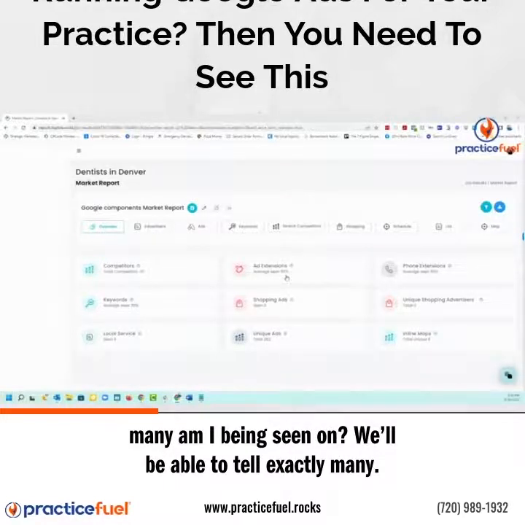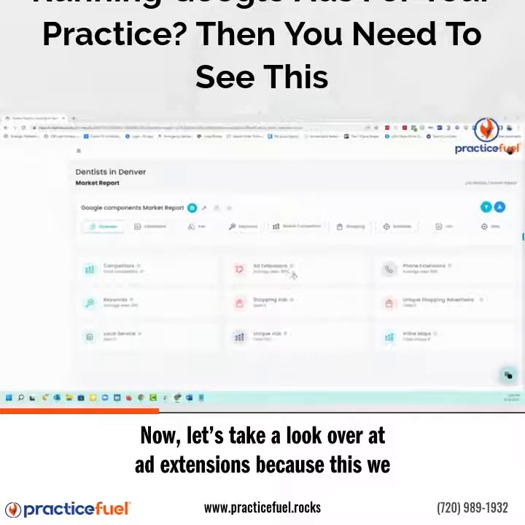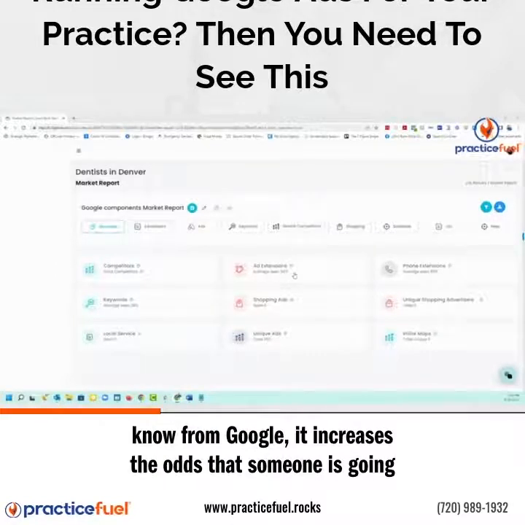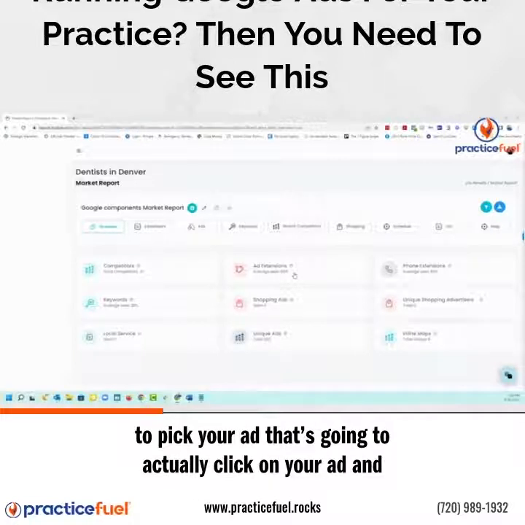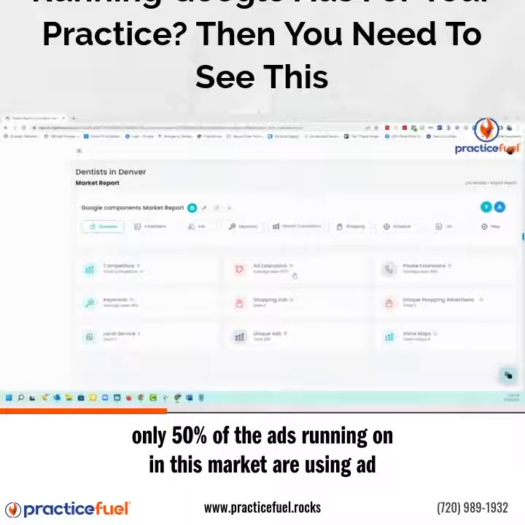Now let's take a look over at ad extensions, because we know from Google that it increases the odds that someone is going to pick your ad, that's going to actually click on your ad. And only 50% of the ads running in this market are using ad extensions.